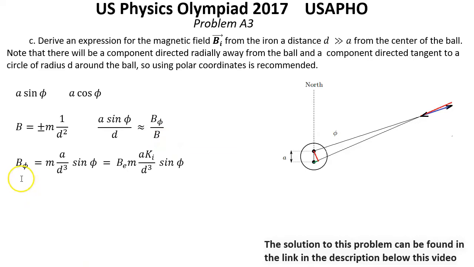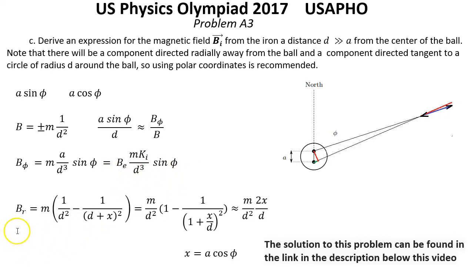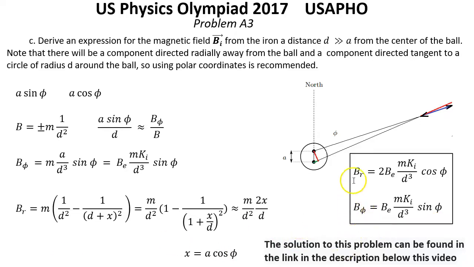And finally we have B phi equal to this expression, and the radial component equal to this expression, and after calculations the approximate value is this one, where x equals A cosine phi. And finally we have the radial component equal to this expression. And this is the answer for both radial and angular components of the magnetic field for question C.